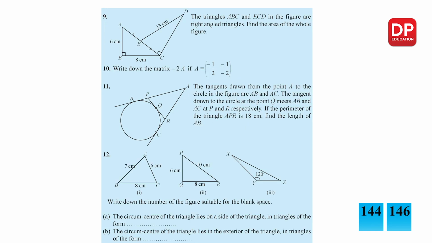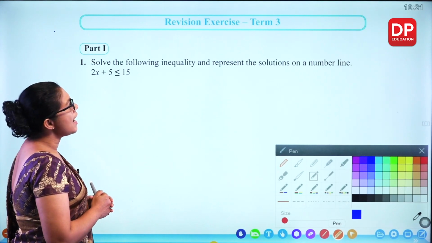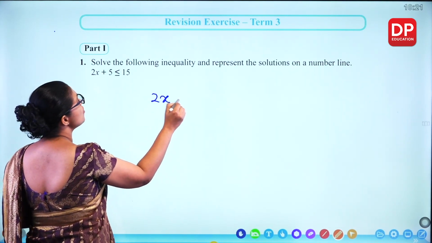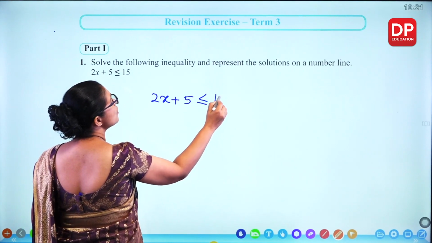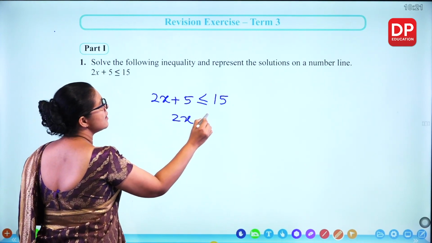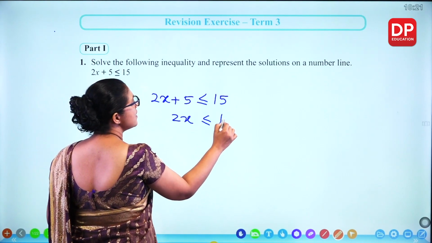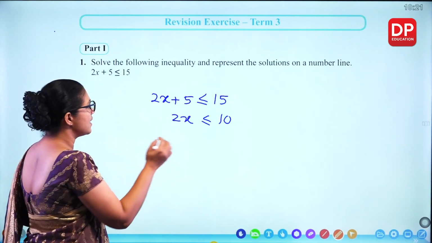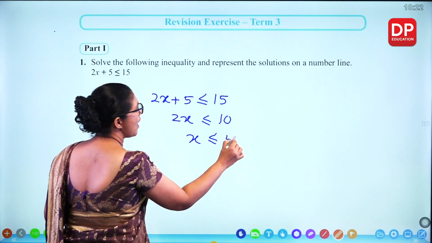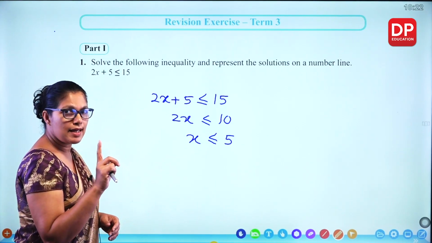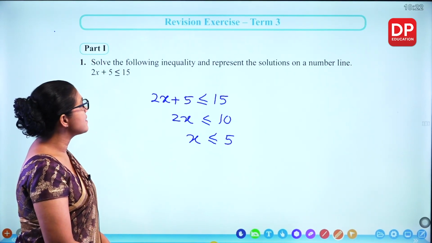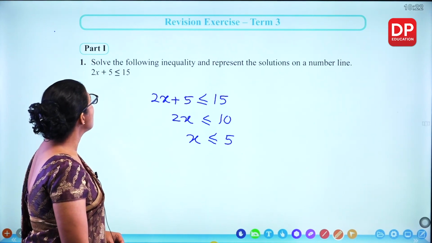We'll take the first one. Solve the following inequality and represent the solutions on a number line. So take the equation 2x plus 5 less than or equal to 15. So what you do? You take 5 to the other side. You get 15 minus 5, 10. Then x is 10 divided by 2, 5. So nothing happens to the inequality because you divided by a positive integer. So x less than or equal to 5.